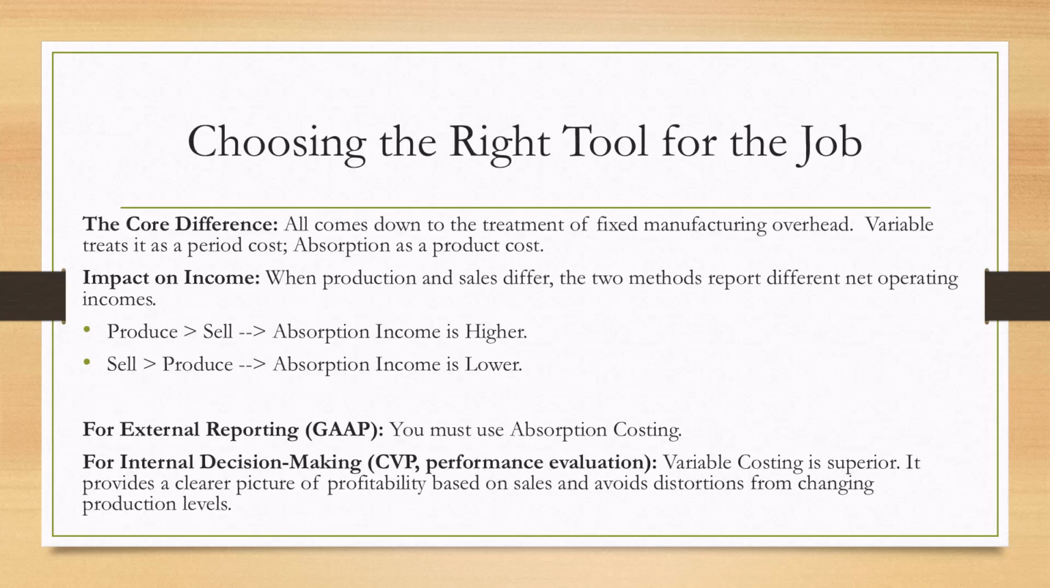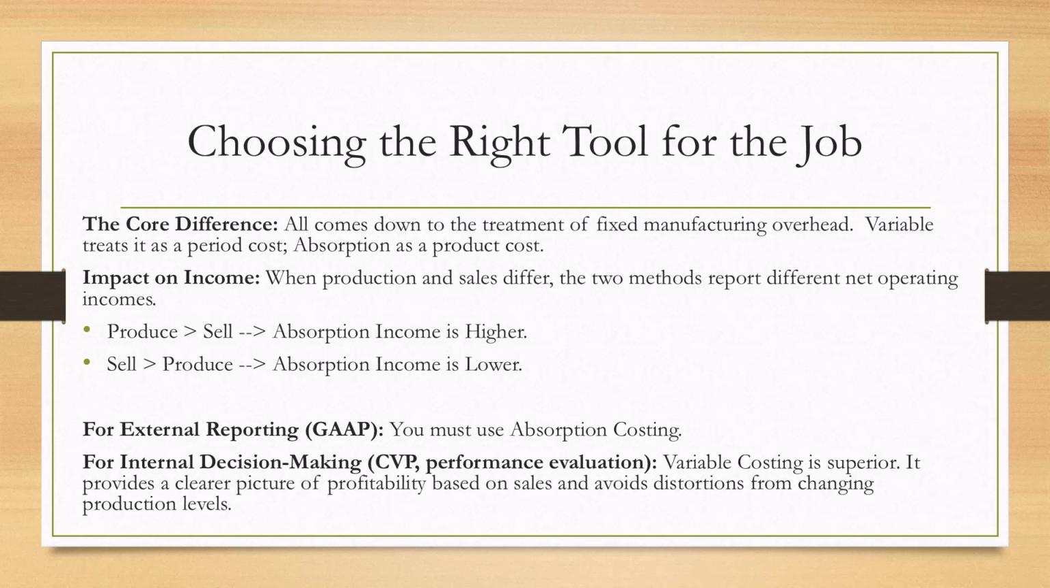So let's conclude by summarizing how to choose the right tool for the job. The core difference, as we've seen, is the treatment of fixed manufacturing overhead. Variable costing treats it as a period cost, while absorption costing treats it as a product cost. This difference directly impacts reported income whenever production and sales are not equal.